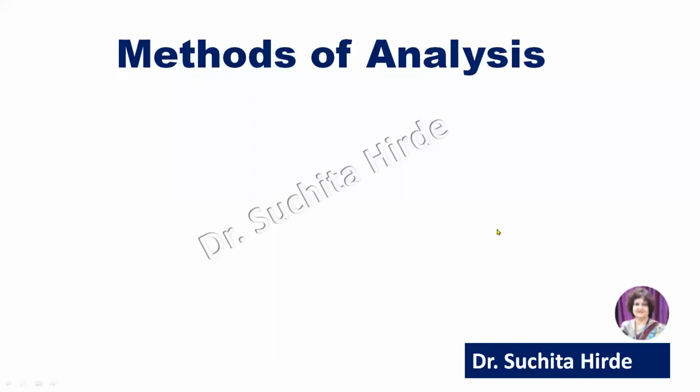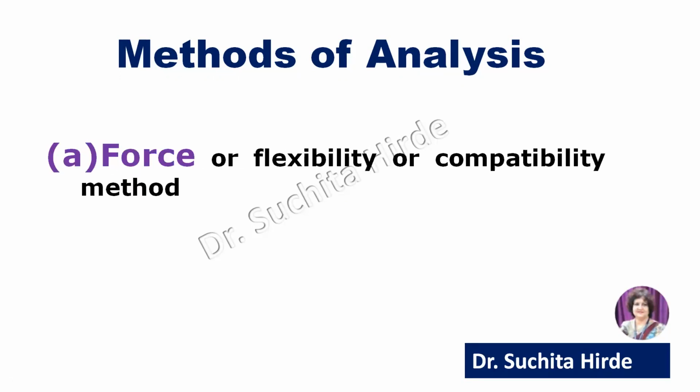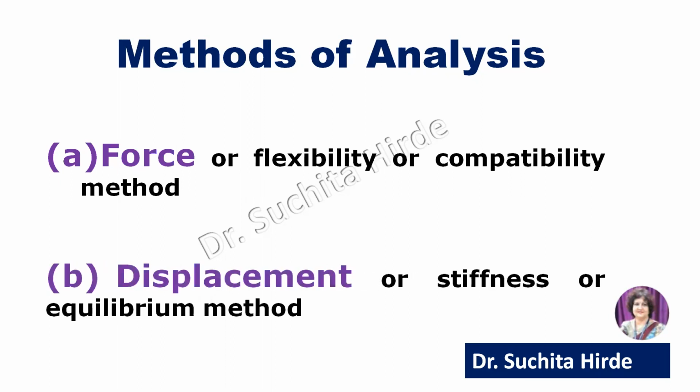Though there are several methods available for analysis of indeterminate structures, like consistent deformation method, column analogy method, slope deflection method, Kani's method, moment distribution method, etc. There are some theorems also, that is Castigliano's theorem, theorem of least work, Clapeyron's theorem. So all these methods can be grouped into two categories depending on the selection of primary unknowns. So all these methods can be grouped into force method and displacement method.